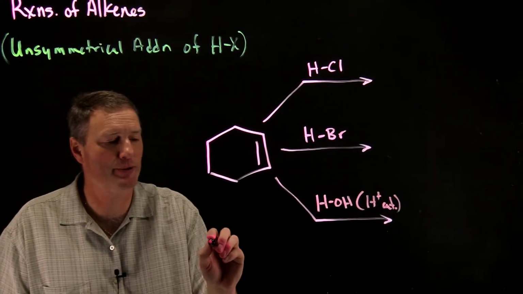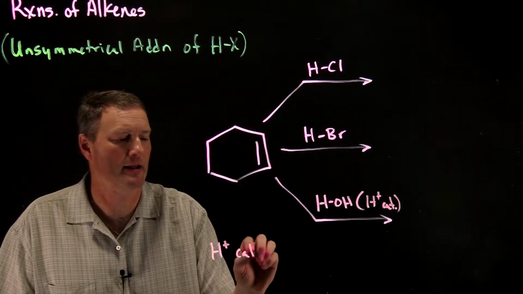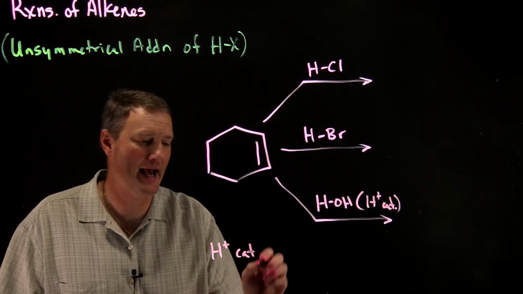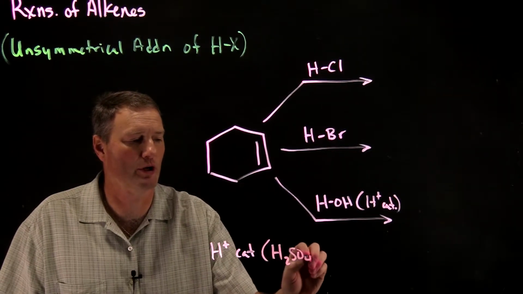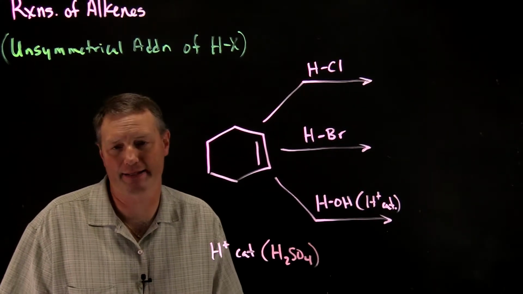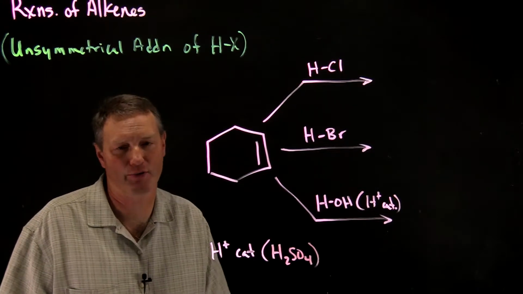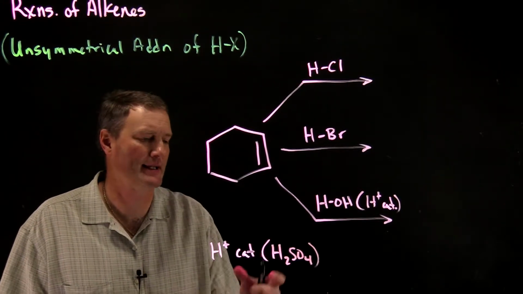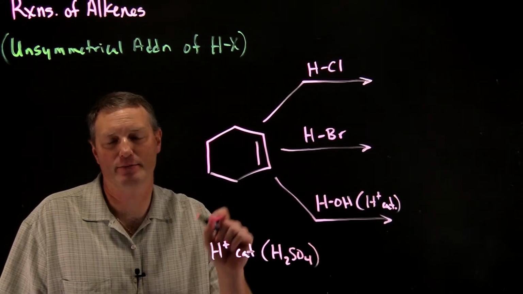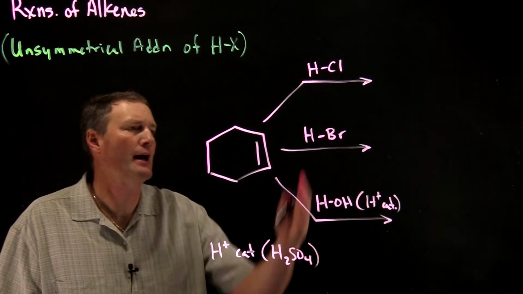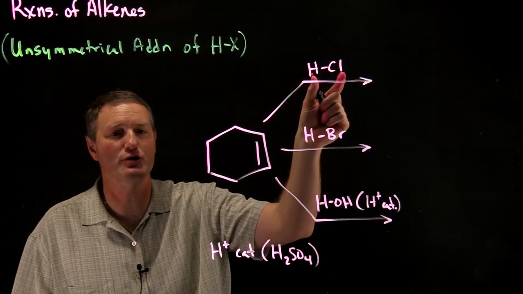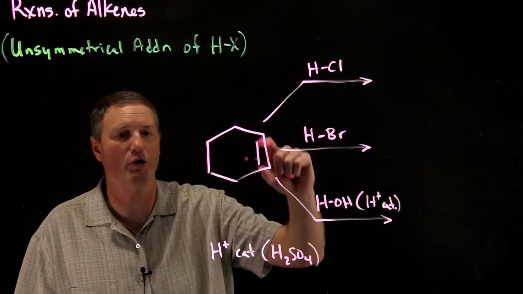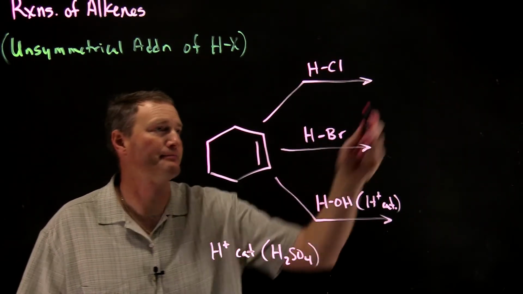By the way, the H plus catalyst, it sometimes will be written out as that, but more often than not, it's going to be H2SO4, which is sulfuric acid. You could also potentially use phosphoric acid or some really strong acid, but it's just going to be added in a small catalytic amount. All right, so going back to our HX reagents, again, we're going to be adding the two atoms of H and Cl across this double bond.